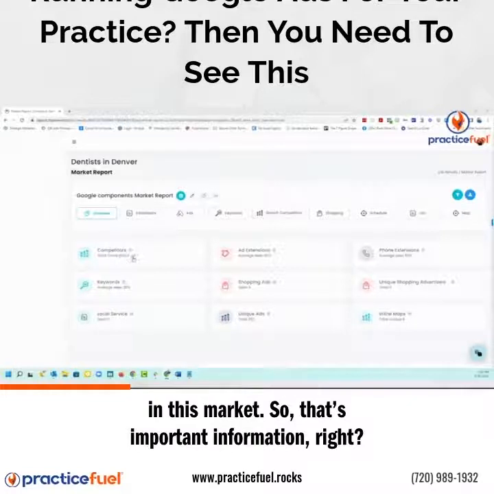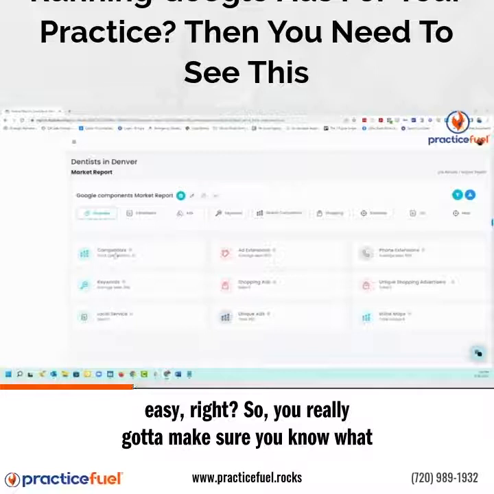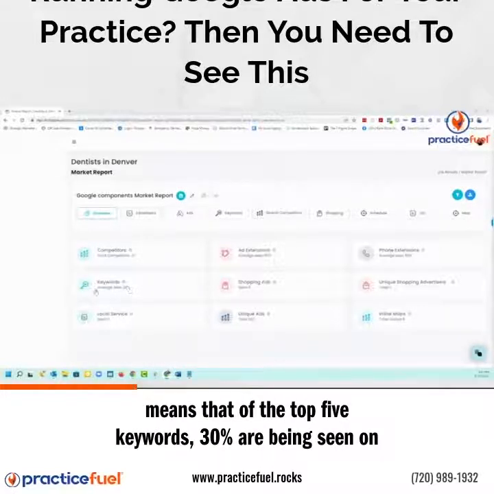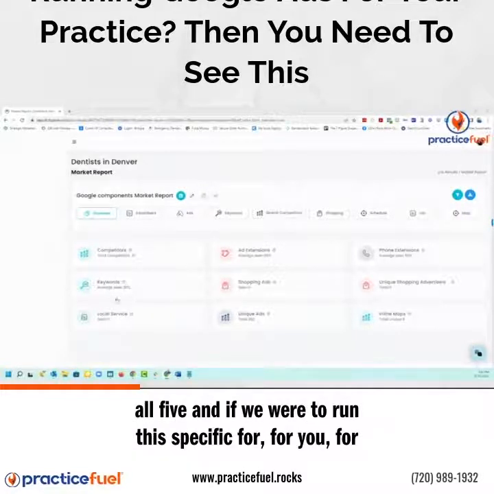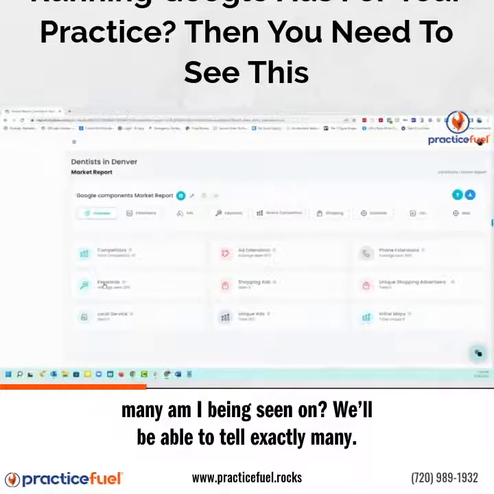It tells you that, hey, this isn't going to be easy, right? So you really got to make sure you know what you're doing. Then keywords, the average seen. So it means that of the top 5 keywords, 30% are being seen on all 5. And if we were to run this specific for you, like if you're running ads and you want to know, hey, how many am I being seen on? We'll be able to tell exactly how many.